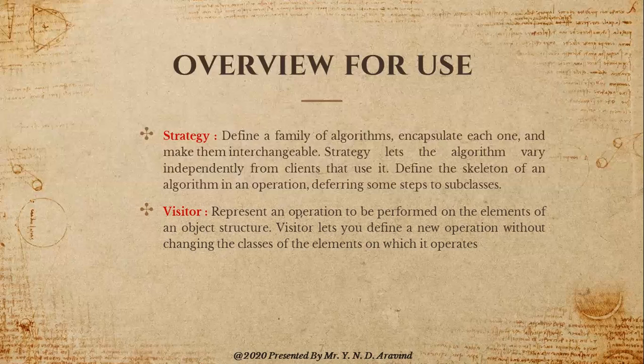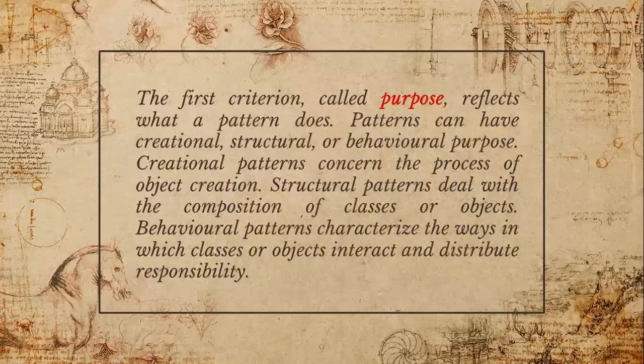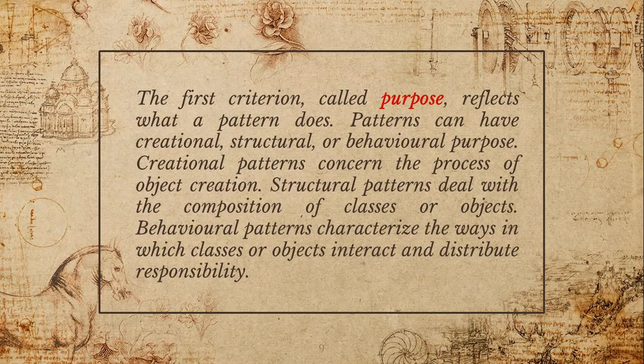So here the visitor lets us define a new operation without changing the classes of the elements on which it operates. Now coming to the second topic in this particular video, that is organizing catalogs. So here we classify the design patterns by two criteria. The first criterion is called purpose, which reflects what the pattern does. Here the patterns can have creational, structural or behavioral purpose.